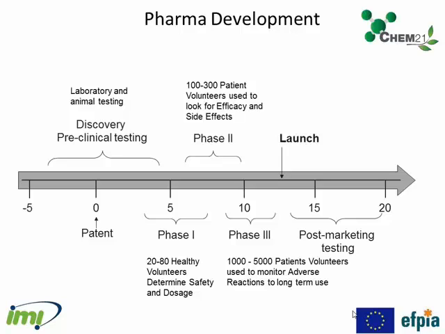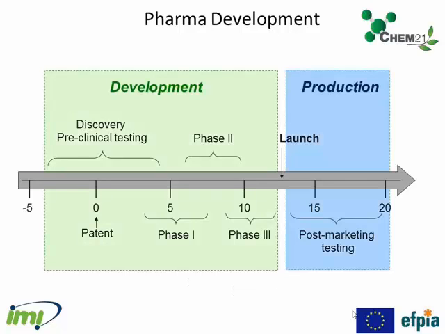As you see here on the timeline, it takes on average between 8 and 12 years to bring a compound to the market. If you then look also at the patent life, which is 20 years, it means that return on investment for the compound has to be realized within, let's say, approximately 8 years. So the phase up to launch is spent to develop the compounds, develop the synthesis, develop the process, and once it's launched, it goes into full commercialization or production.